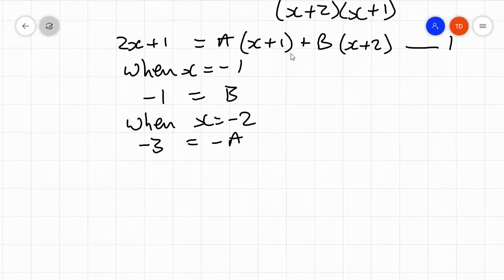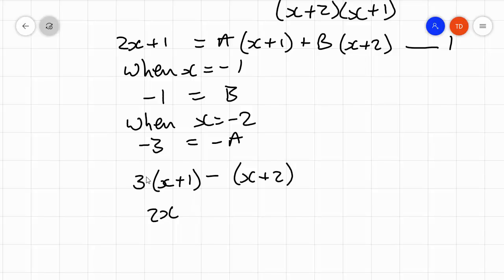Substituting those values into equation 1, we're going to get 3 brackets x plus 1 minus brackets x plus 2. So 3x minus x is going to give me 2x. 3 times 1 is 3. Minus 1 times 2 is minus 2, so that's going to be plus 1. 2x plus 1 there, 2x plus 1 there. Yippee!